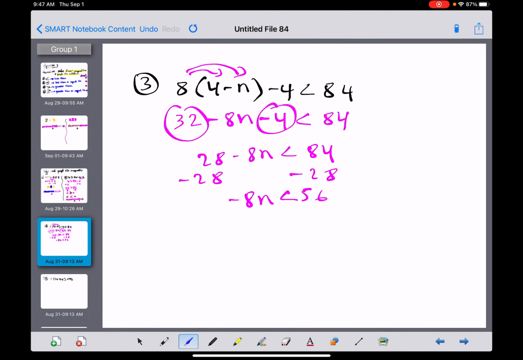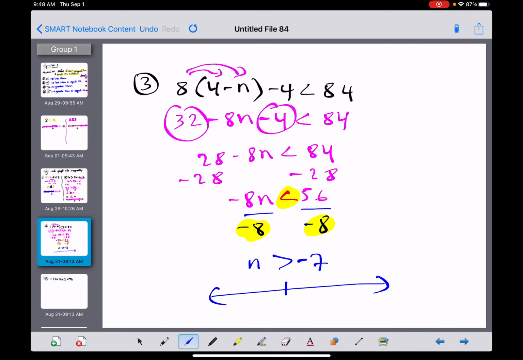Okay, here's another rule to remember besides flipping when the variable's on the right. Whenever you divide by negative numbers in inequality problems, you always need to remember to flip the inequality. So from less than right here, it becomes greater than. Why? Because we divided by -8. Only by negative numbers. If it's divided by positive, you do not have to flip, okay? So 56 divided by -8 is -7. So our final answer is n greater than -7.